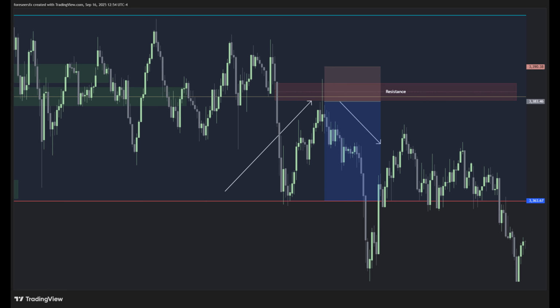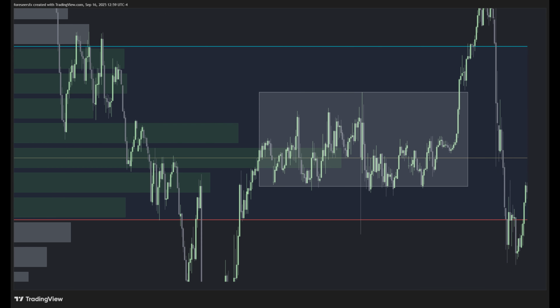a good selling level. You'll often see consolidations around the POC because this is where the market is most comfortable. Both sides are willing to trade here, which can create ranging conditions.